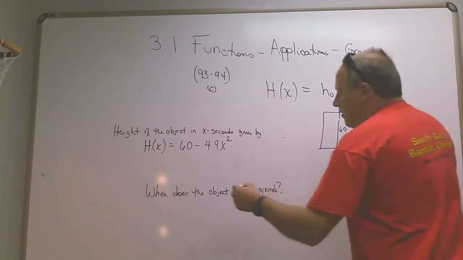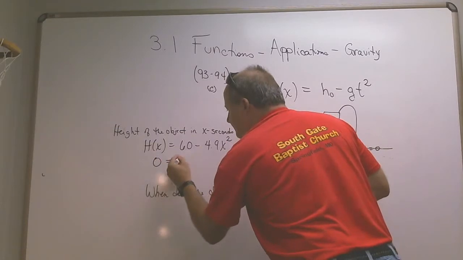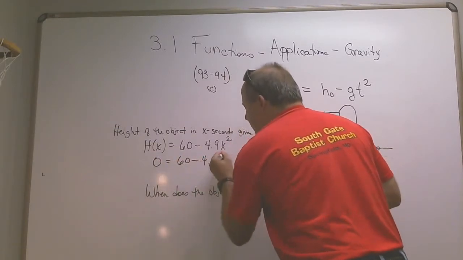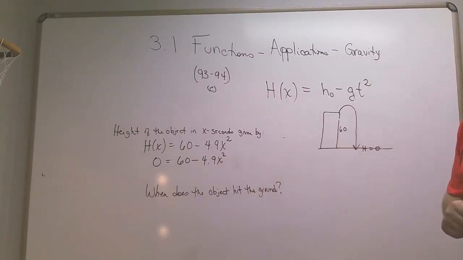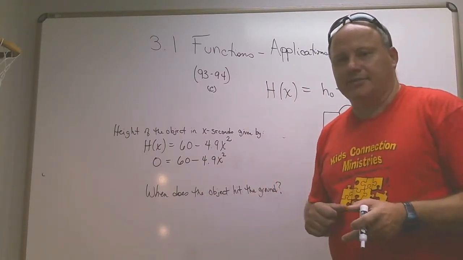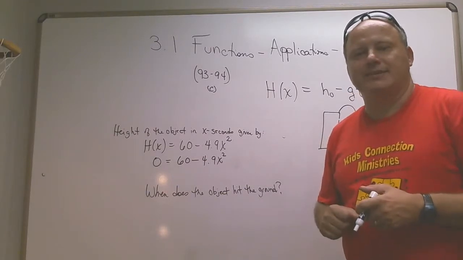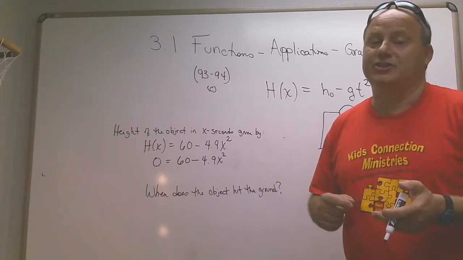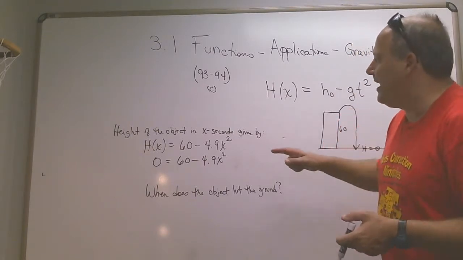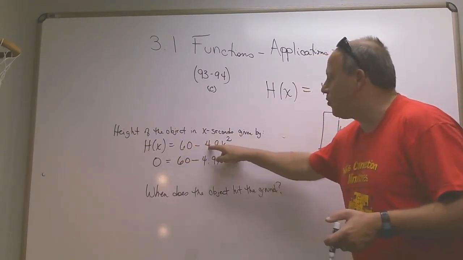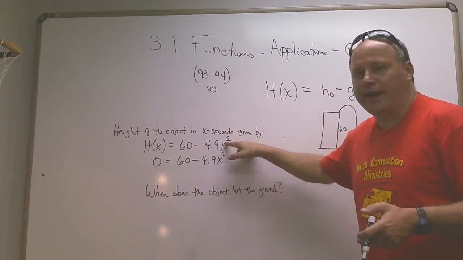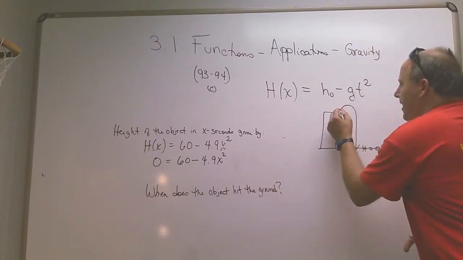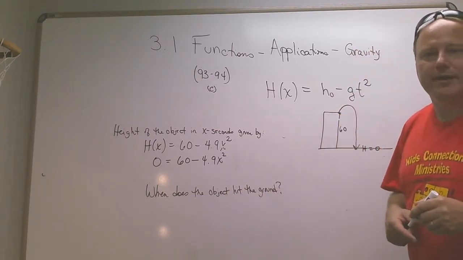So all you've got to do is plug 0 in here, and you get 0 equals 60 minus 4.9x squared. So it's not h of 0. That's different. If you ask me what h of 0 is, you're basically asking how high is the object before any time has gone by. And obviously that should be 60. Because if you put h of 0 in, it's going to be 60 minus 4.9 times 0 squared. Do the math, and it's 60. And that's how high the object is right here on the platform, because no time has gone by.